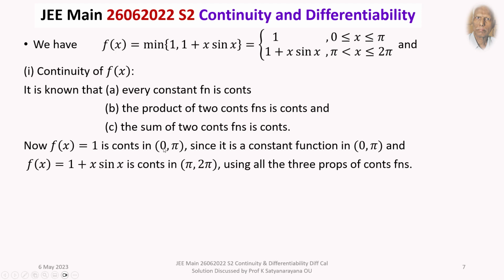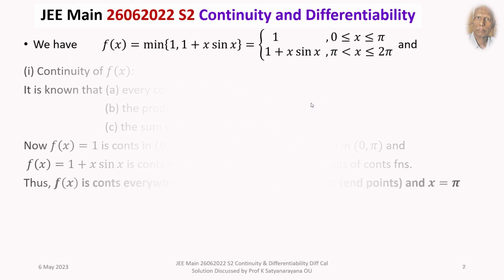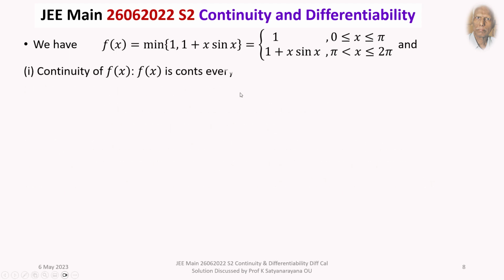Now, the continuity we established is on the open interval 0 to pi and the open interval pi to 2 pi. So f of x is continuous everywhere except possibly at x equal to 0 and x equal to 2 pi, the endpoints of the given interval 0 to 2 pi, and at x equal to pi in between. Is there a jump at x equal to pi? That's the question. Anyway, we discuss in detail the continuity at these 3 points.